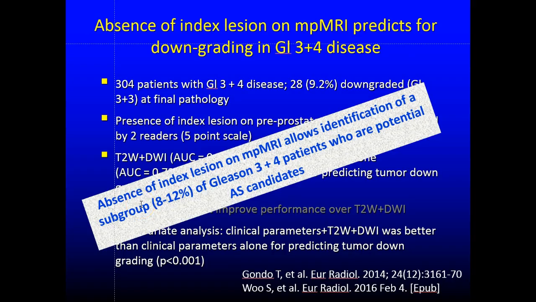That strategy of saying that the absence of a dominant or index lesion on a multiparametric MRI has actually been validated. And here are a couple of papers that were published recently, both of them showing that the absence of an index lesion on a multiparametric MRI allows the identification of a small subgroup, and we know this is only about 10%, of 3+4 disease who are in fact potentially candidates for active surveillance because they turn out to be 3+3 disease at pathology.